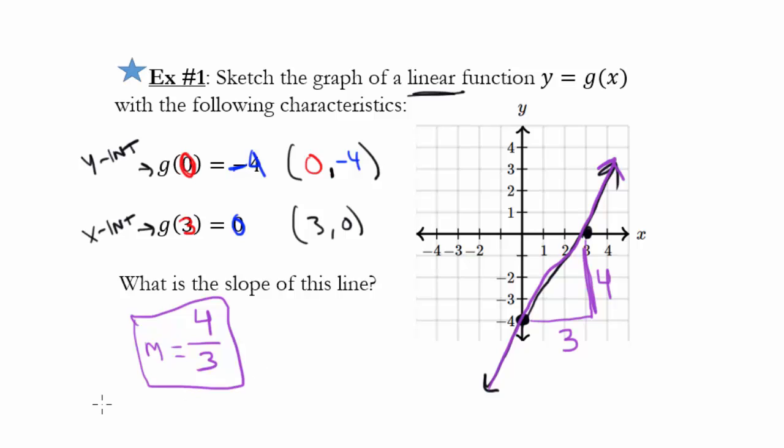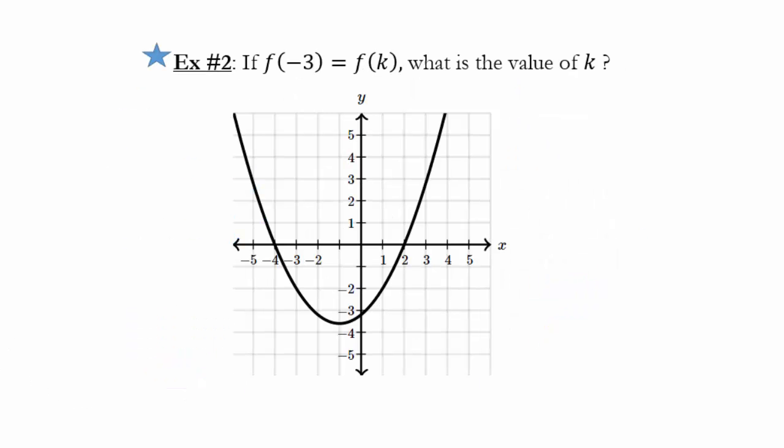Let's take a look at one more example. Example number 2. If f of -3 equals f of k, then what is the value of k? And so here's the graph of y = f of x right here. So how do we deal with a problem like this? Well, let's first off try to find the points that are given by this function notation.